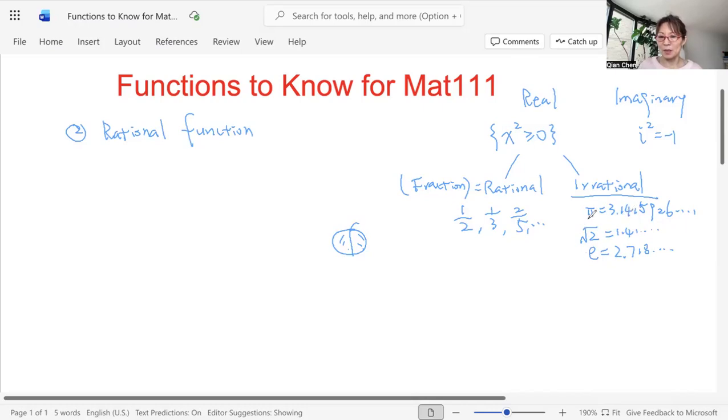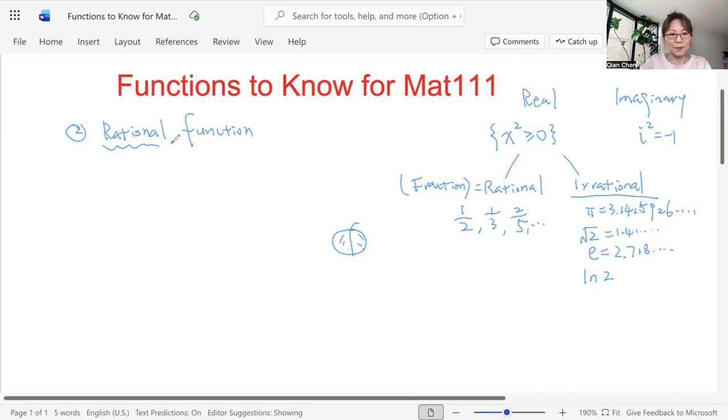So we have many of those numbers. We don't really know them exactly, but we can approximate. We use the approximation of those numbers. Later on, we're going to learn something called natural logs, regular logs. Let's say ln2. Those numbers, we don't know exactly what the number is, but we use approximation. So that's where the rational comes from in mathematics.